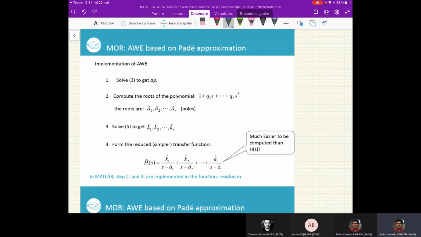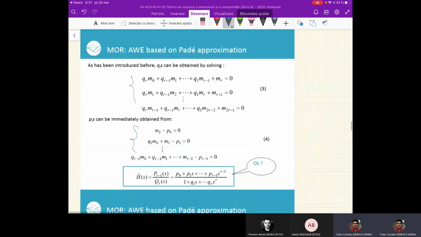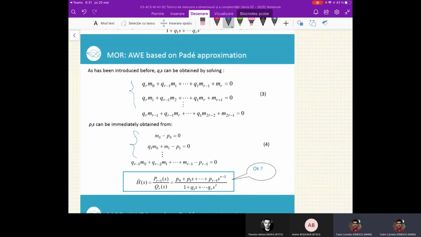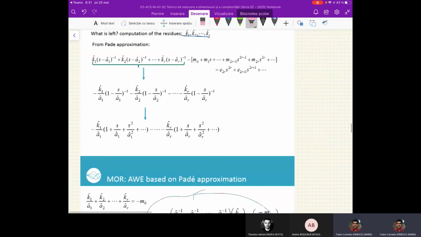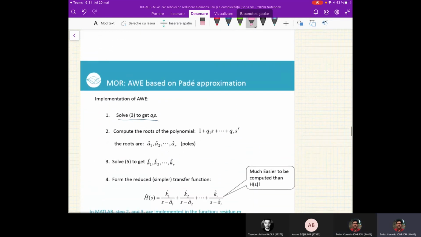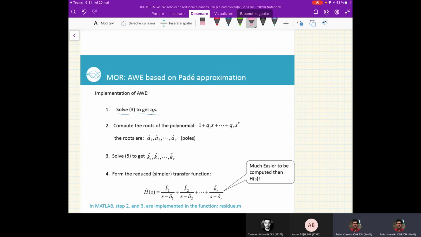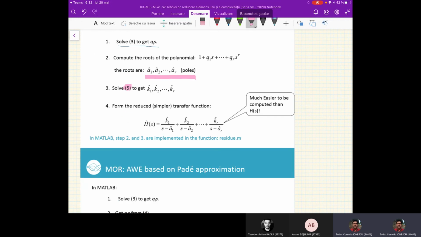You need to get your Qis by solving equation number 3. Let's go back. So you need to solve this. Okay? You need to solve this. Then probably you need to solve that. So you compute this polynomial once you have the Qis, and you get the roots a1 up to ar. These are the poles of your system. Then you solve 5 to get the residues, and then you form the transfer function.